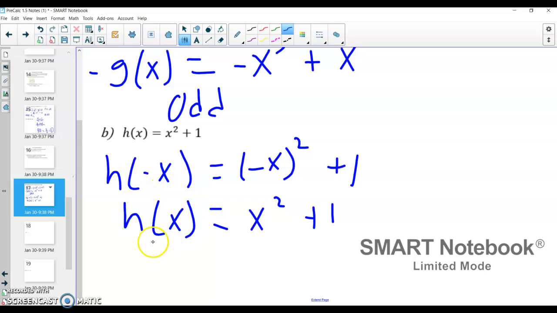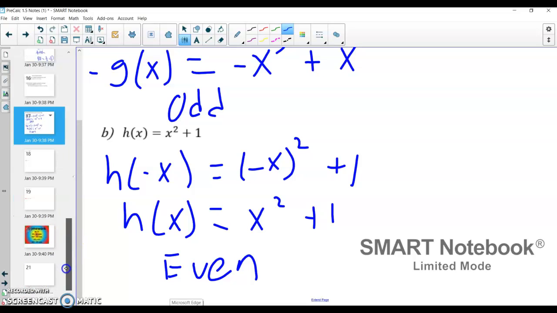So I plugged in a negative but came out with the same thing as the original, so that means that function is even. I have a few more examples here for 18 and 19. Again, if you need to see those to have some clarification, just email me and let me know.